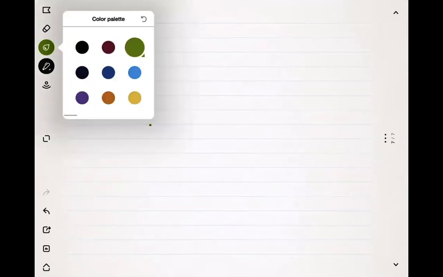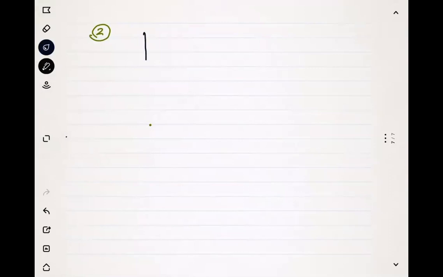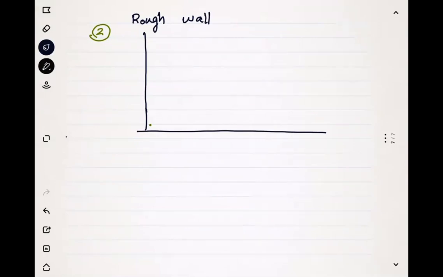In the second example, let's take a ladder which is balanced against a rough wall. The wall is rough. Every surface provides a contact force irrespective of whether it is smooth or it is rough. So every rough or smooth surface provides a contact force. However, the smooth surfaces do not provide friction, while the rough surfaces provide friction.